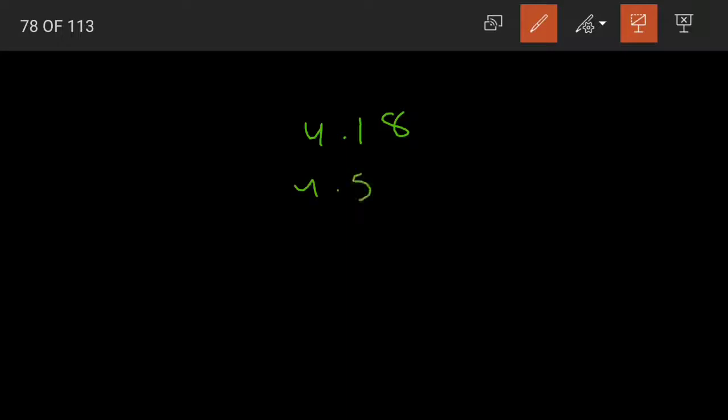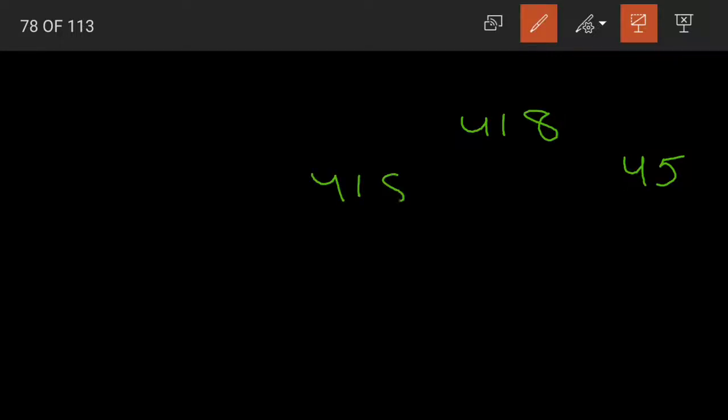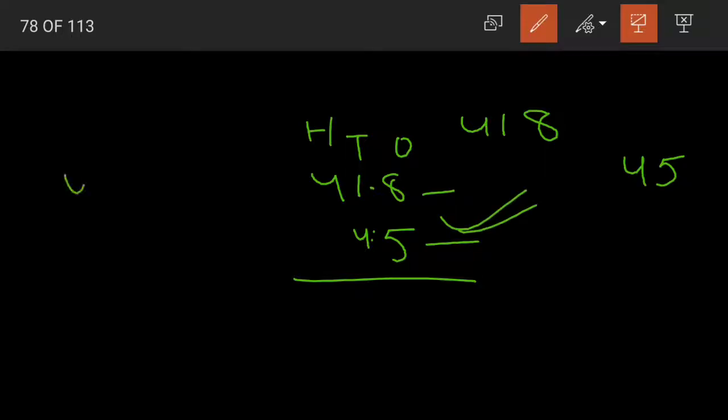The important point to remember here is that you have to write these numbers one below the other according to their place values. Suppose you have 418 and 45. How will you add these two together? You will write them one below the other like this. 5 and 8 both are in ones place. 1 and 4 both are in tens place. And 4 is in hundreds place. So this will be our correct format.